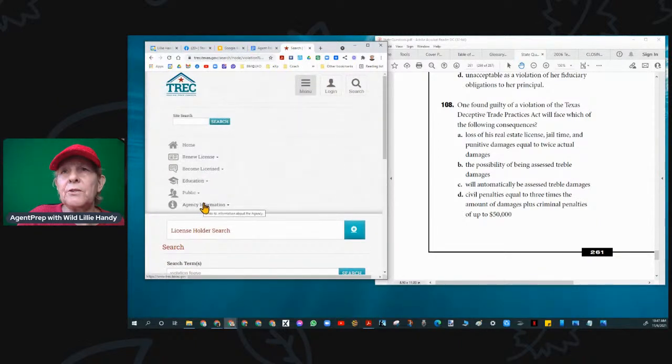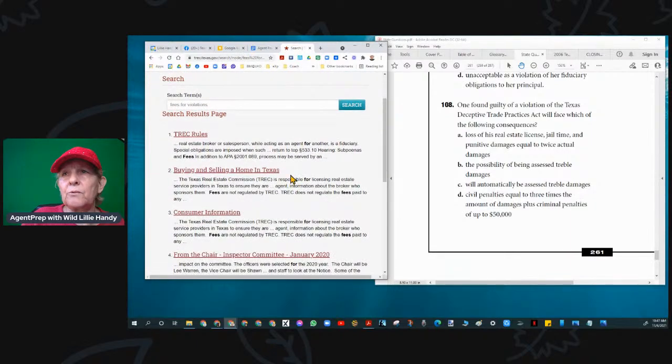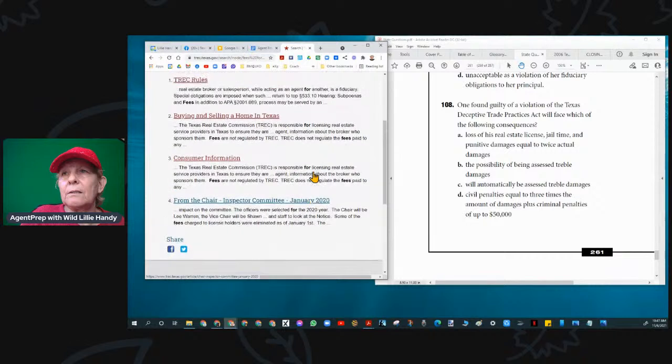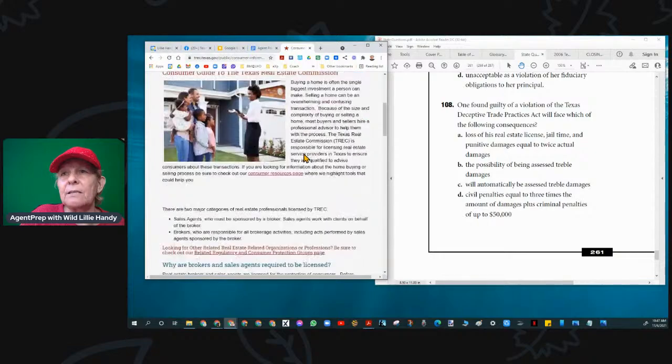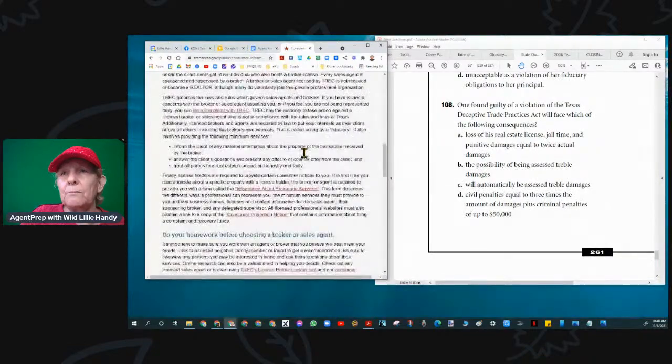Let's see here. Agency information. Gosh. Fees for violations. TREC rules. I'm not finding the fees as easy as I thought I would. So I'll post them later.